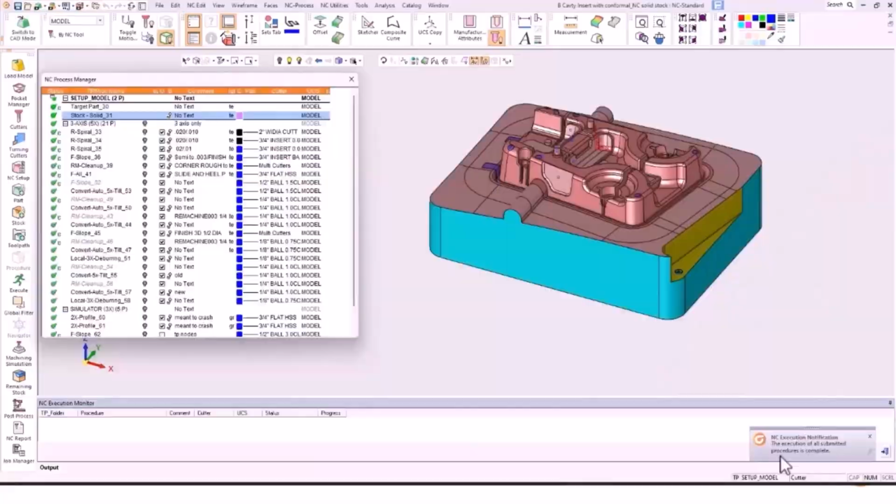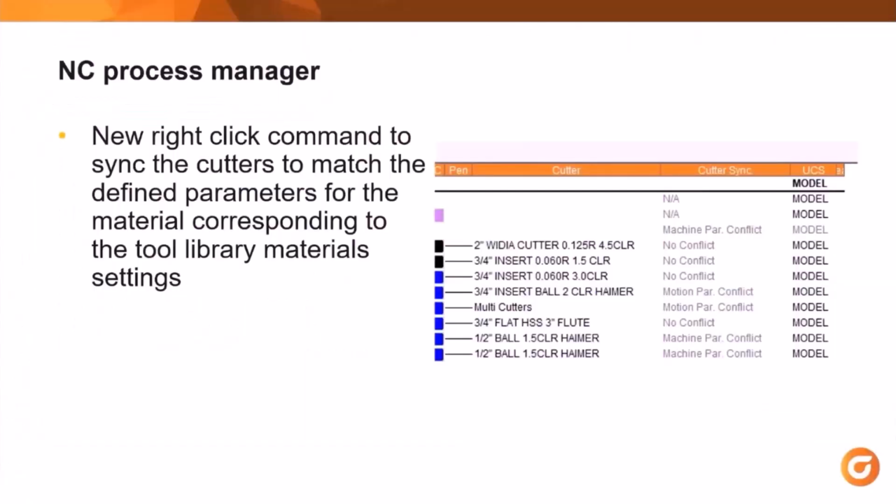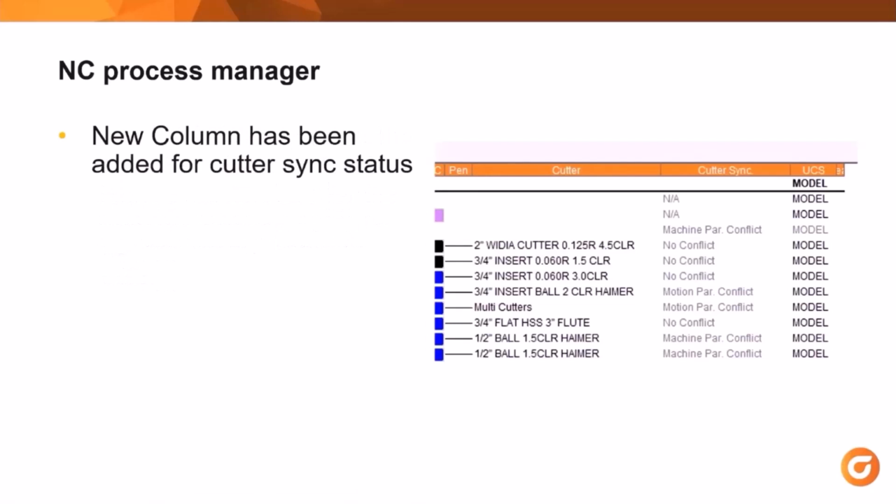Let's take a look at what's next. In the NC Process Manager, there's a new right-click command to sync the cutters to match the defined parameters for the material corresponding to the tool library material settings. There's a new column that's been added for the cutter sync status to go along with that command. And there's also been a new column for template name added. Let's take a look at those.